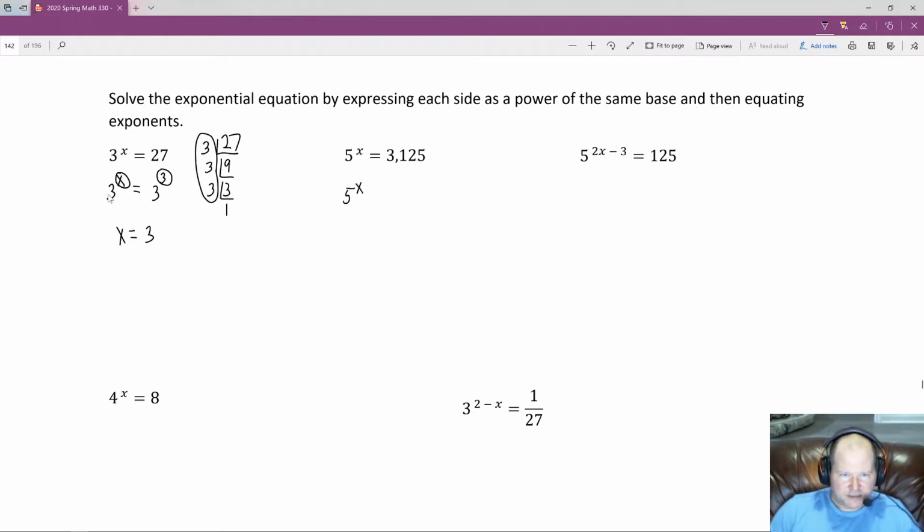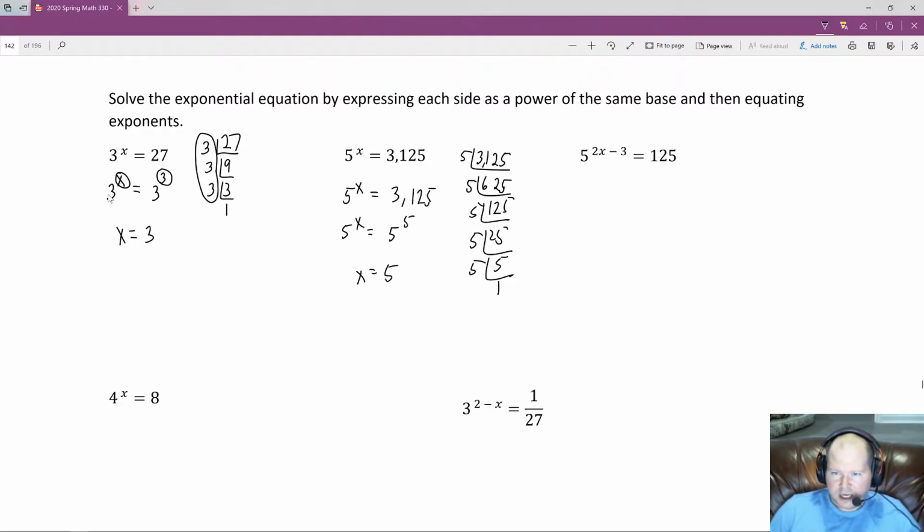So we have 5 to the x power, and we have 3,125. Let's say we divide 3,125 by 5, we get 625. And then we divide that by 5, and we get 125, and then we divide that by 5, and we get 25, and then we divide that by 5, and we get 5. Then we divide that by 5, and we get a 1. So it looks like we have 1, 2, 3, 4, 5 fives. So 5 to the x power is equal to 5 to the fifth power. Therefore, x must be equal to 5.